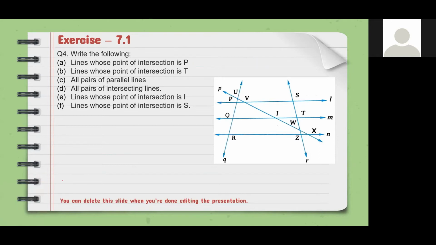So can I mute myself? Yes. Next one. Yes, Manit. Yes, sir. B. Line whose point of intersection is T. Now see T is here. Pay attention. This is T. So for which lines? Sir, Q and M. Line Q and M. Okay. See QM not. We can say that this is line M only. Okay. Line M.